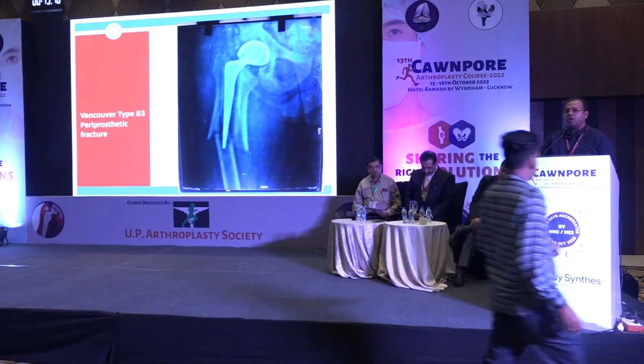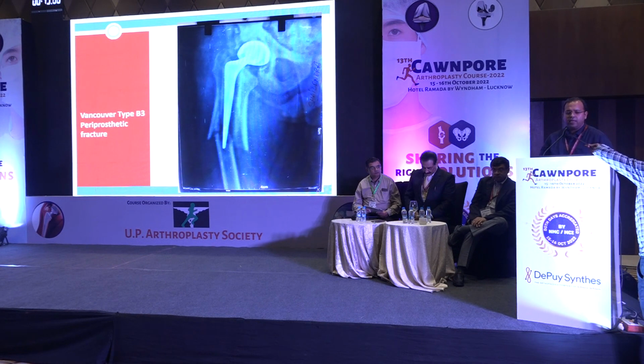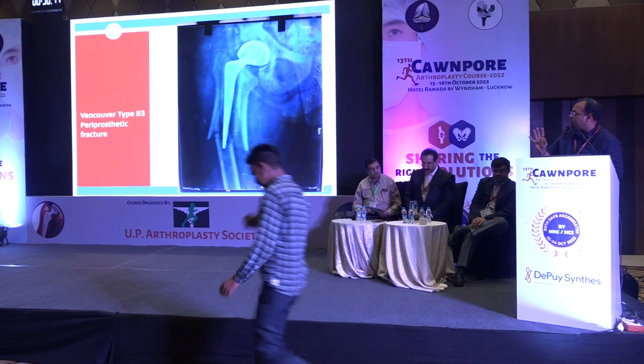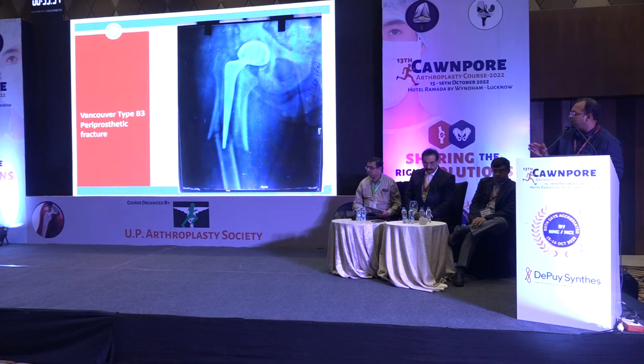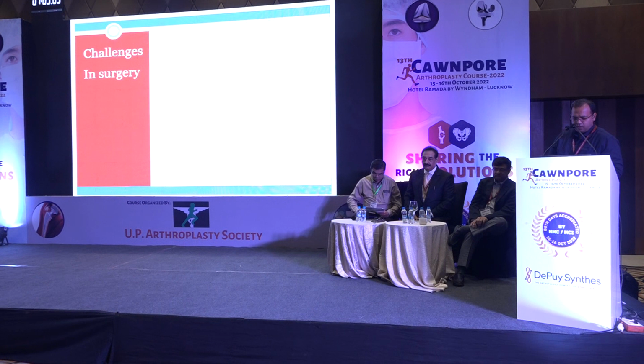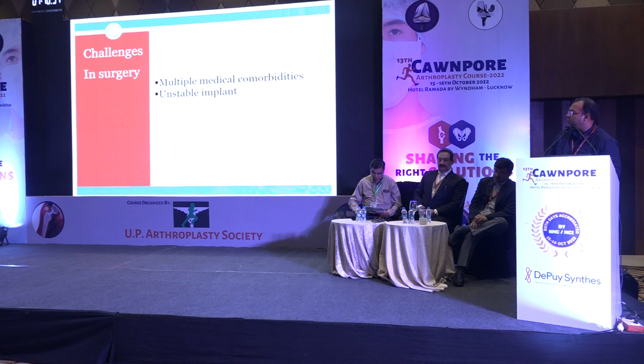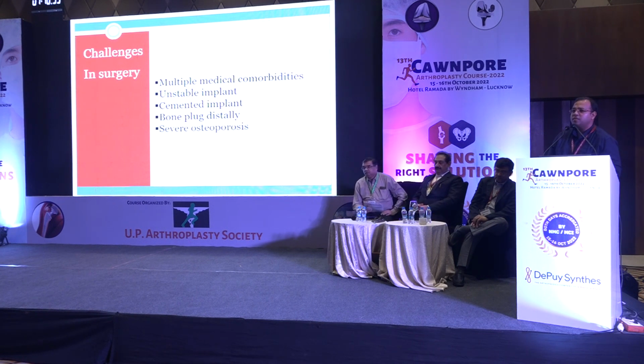So this is what we got, and the whole thing is already in shatters. It has 2 to 3 fragments at the top and a horizontal fracture, and the bone plug is there distally. And it looked to me that the upper part, the acetabulum, was also fractured, but in CT scan it was not. So what were the challenges in surgery? Multiple medical comorbidities and unstable implant, cemented, removal of cement, a bone plug distally, and severe osteoporosis.